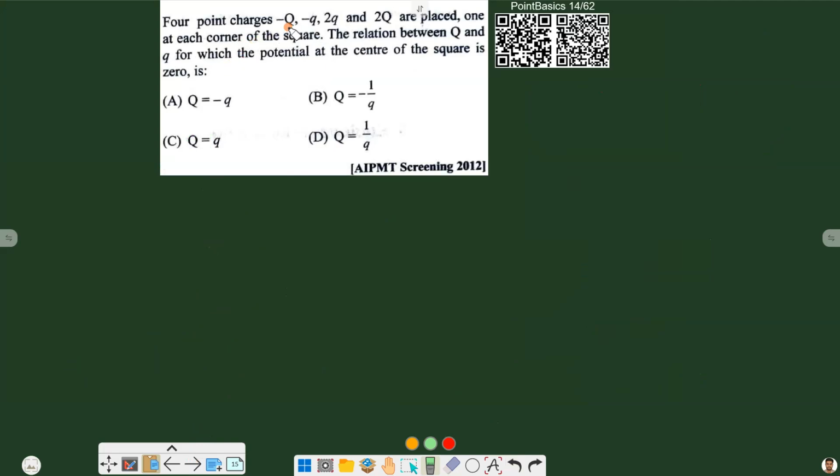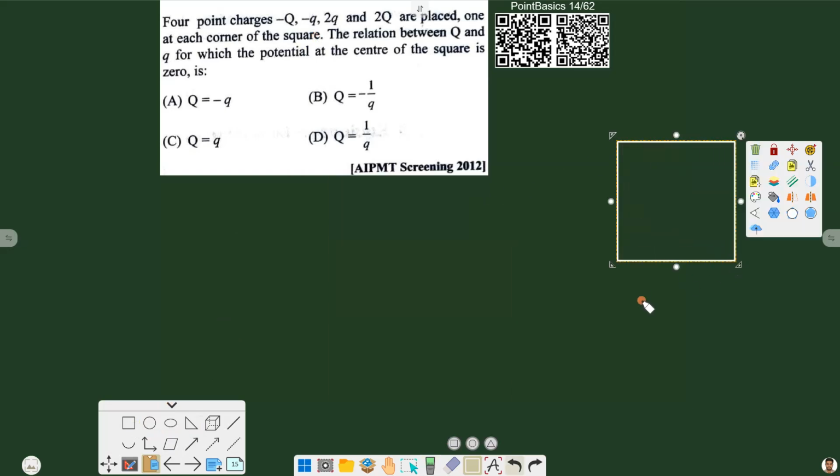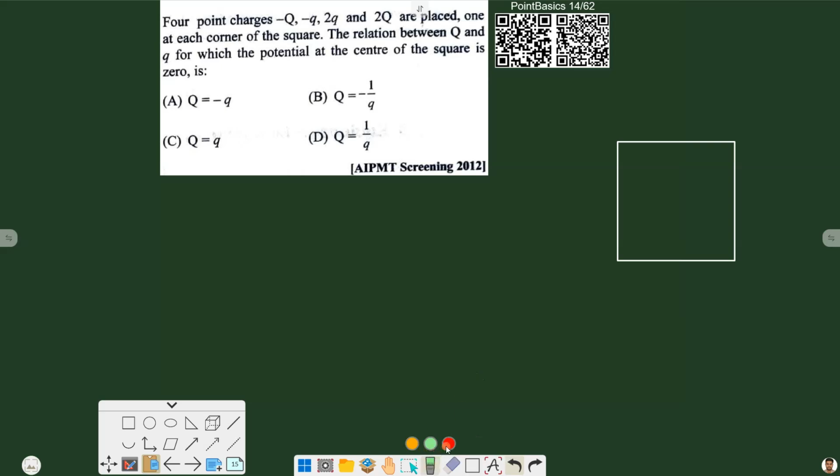Four point charges, minus q, minus small q, 2q and capital 2q, are placed one on each corner of a square. Find the relationship between q and small q at which the potential at the center of the square is 0. So suppose this is our square, and as potential is a scalar quantity, we can randomly put the charges anywhere on any of the corners.